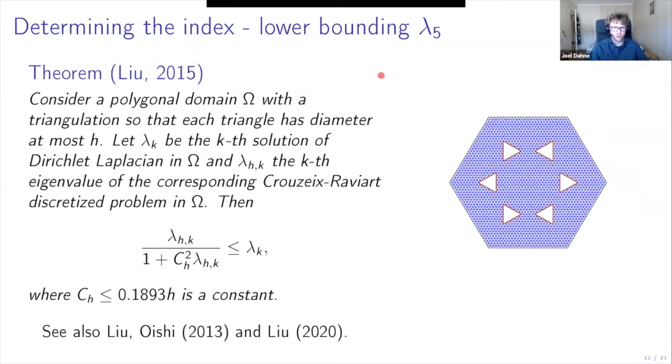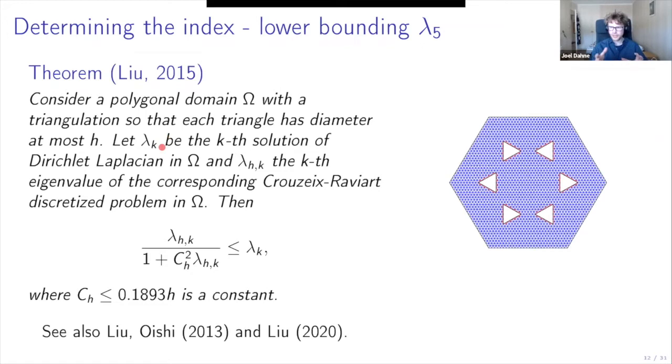So this first part is about the lower bound on lambda 5. The main tool for this is basically a finite element method, but we need rigorous bounds. The main tool is a theorem by Liu from 2015. If you have a polygonal domain, which we have, with a triangulation so that each triangle has diameter at most h, here is a triangulation of the domain, with very small triangles which you can hardly see.